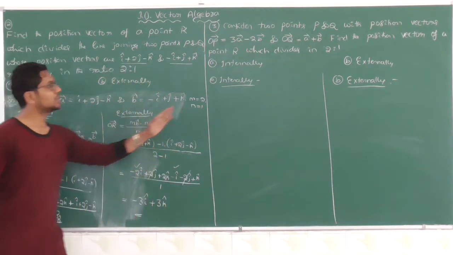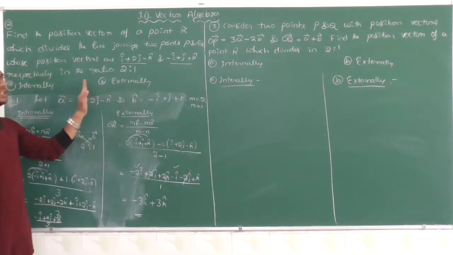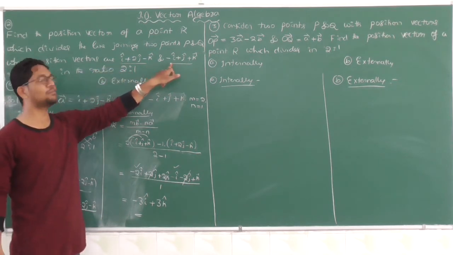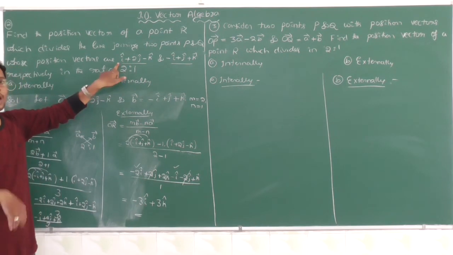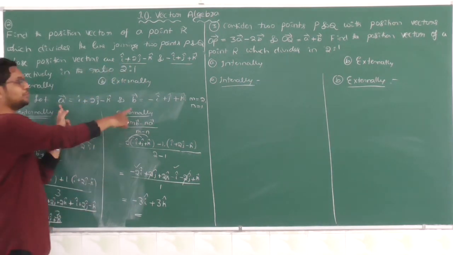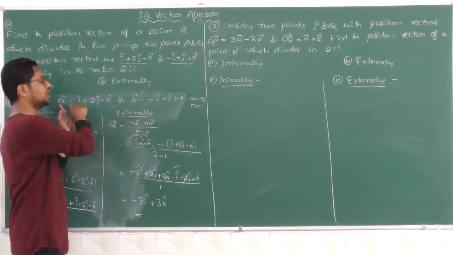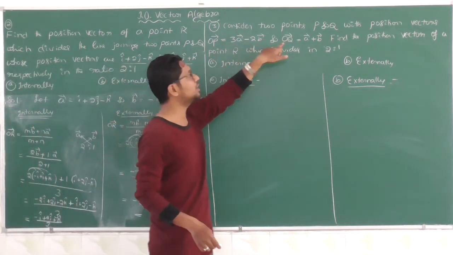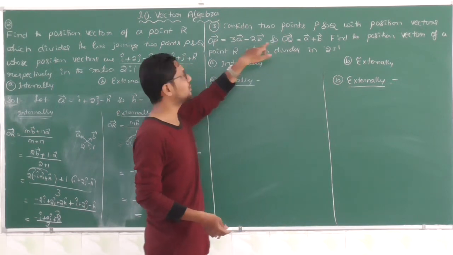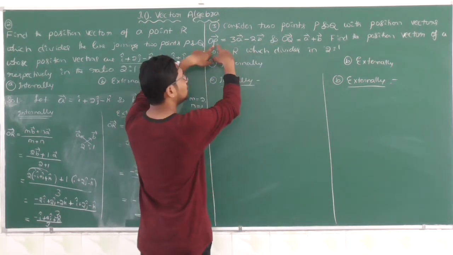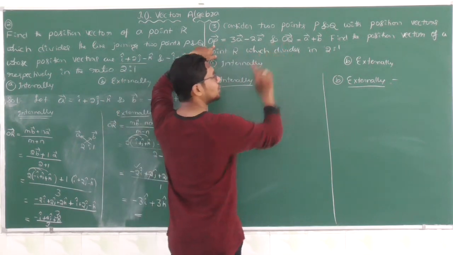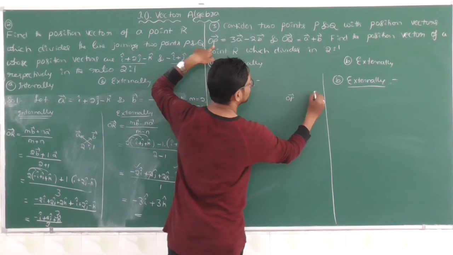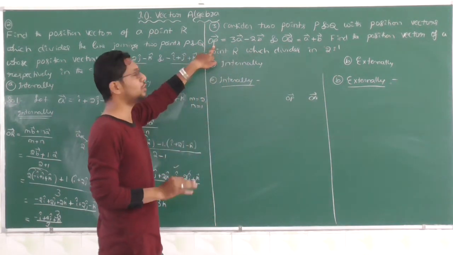You just compare this problem with the previous one. Here vectors are given as i cap, j cap, k cap. I take this one as a vector and this one as b vector. You just observe here that OP vector and OQ vector, the position vectors, are given. You just keep it as OP vector and OQ vector.